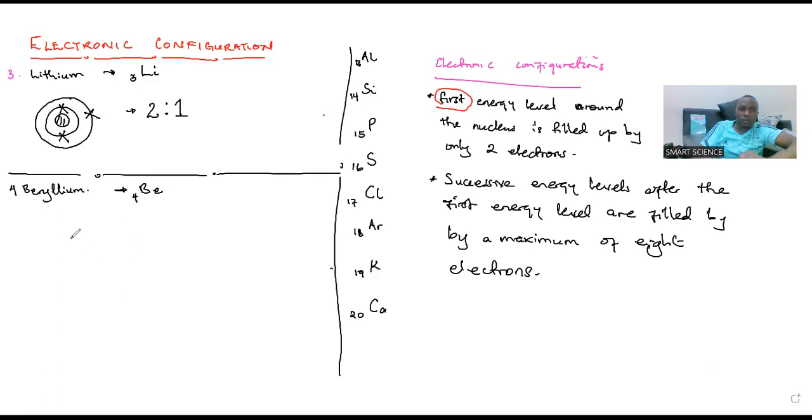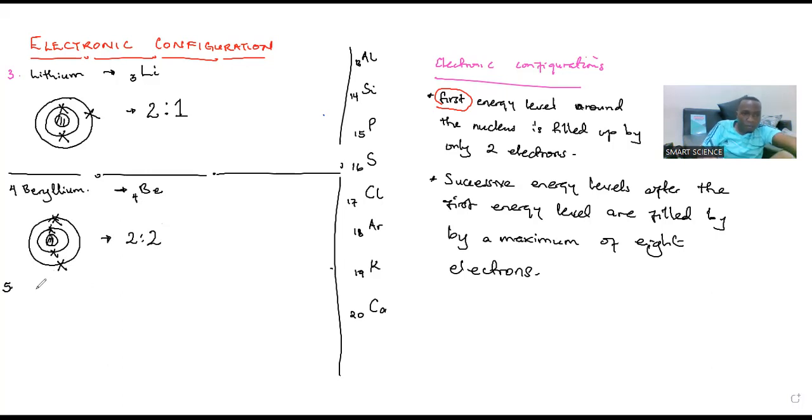Atomic number is 4. So first shell, this is the nucleus. The first shell takes up a maximum of 2 electrons, and the second shell will take the balance, which is 2. So it will also have 2 electrons. Therefore, electron configuration will be 2 electrons on the first shell and 2 electrons on the second shell.